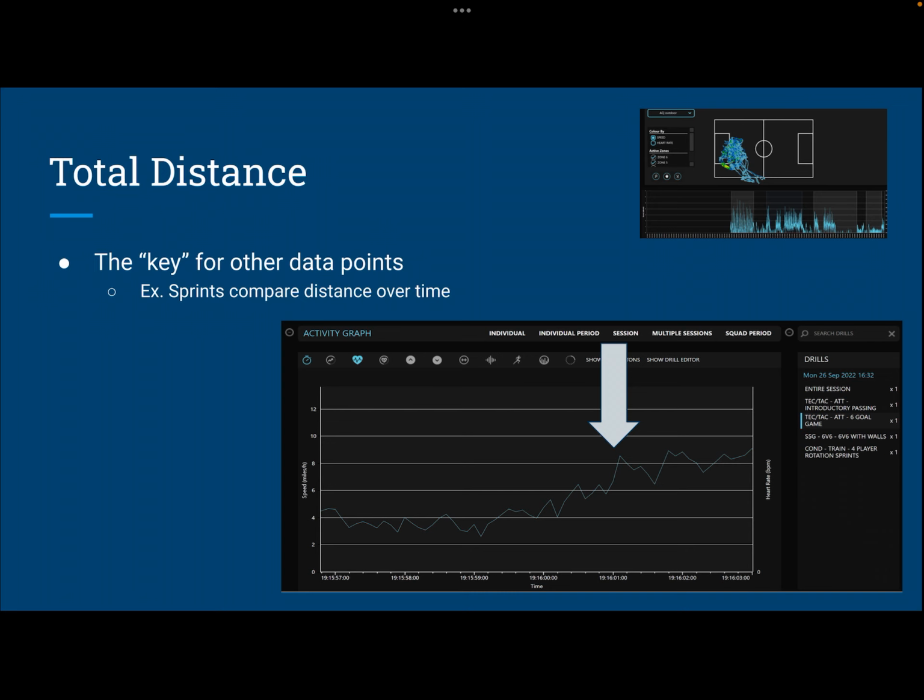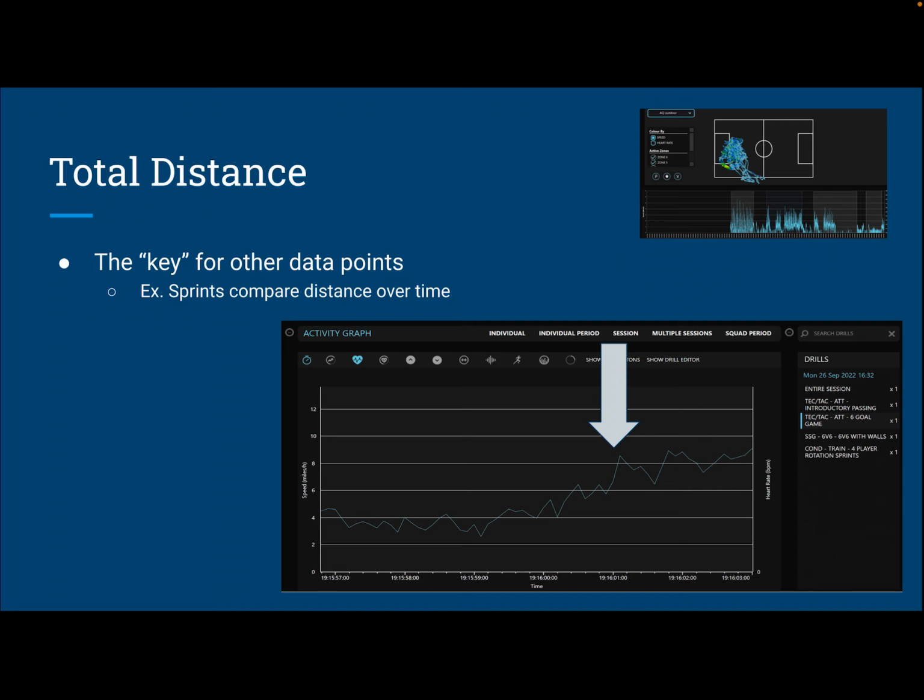So total distance is really a key or a base for other data points, right? If you look on that image in the bottom right, recall back to your time in math class when you talk about slope, right? On our graph, we have speed over time. So where that big arrow is pointing down, that's a higher slope than at other points, right? That is reflective of an acceleration or of a sprint, right? So that is how total distance is used to measure those other metrics.